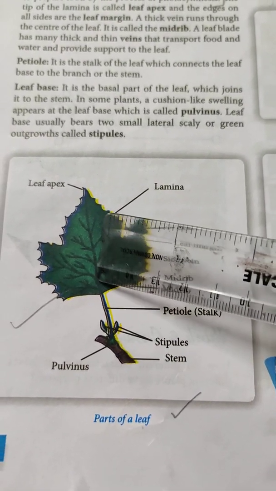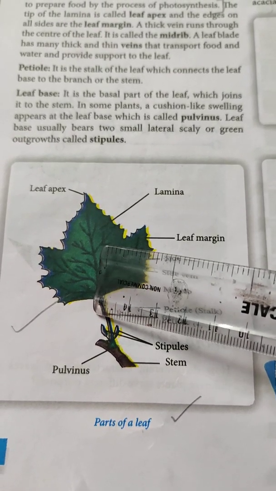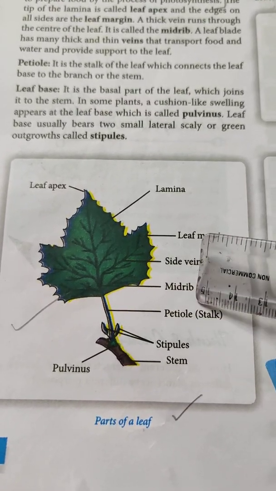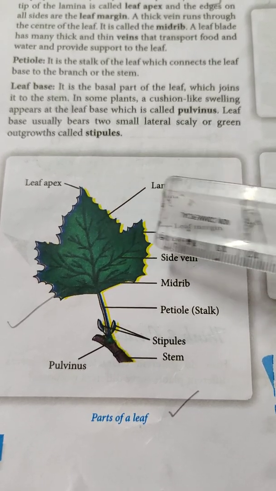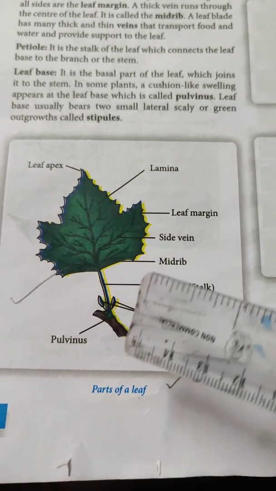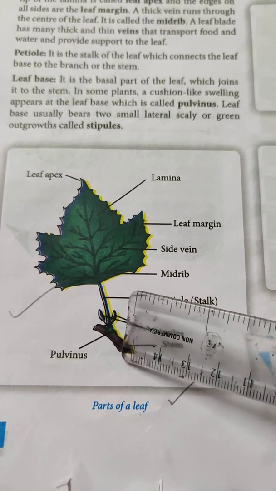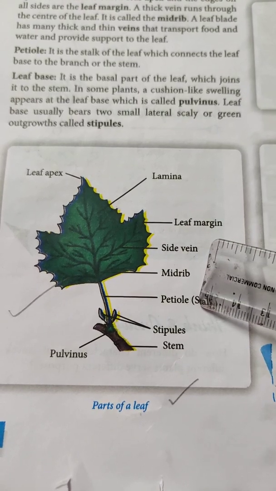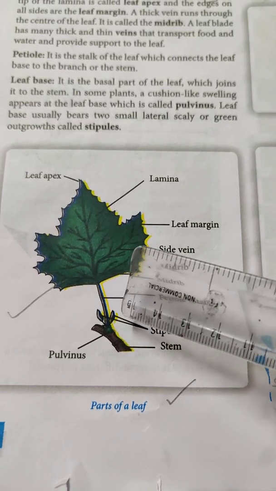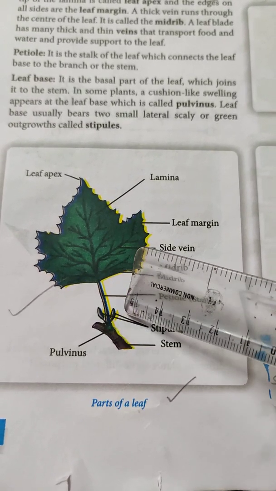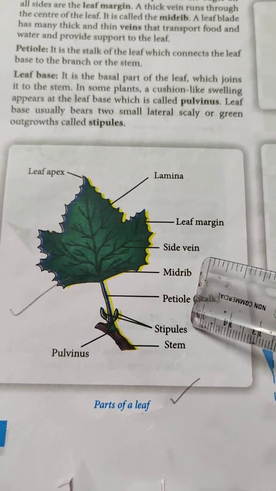There is a thick vein running through the center of the leaf, which is known as the midrib. This midrib branches into a number of smaller veins which are called the side veins. The stalk which attaches the leaf to the branch or the stem is known as the petiole. At the base of the petiole, generally there are two leafy structures that grow over here. These are known as stipules.